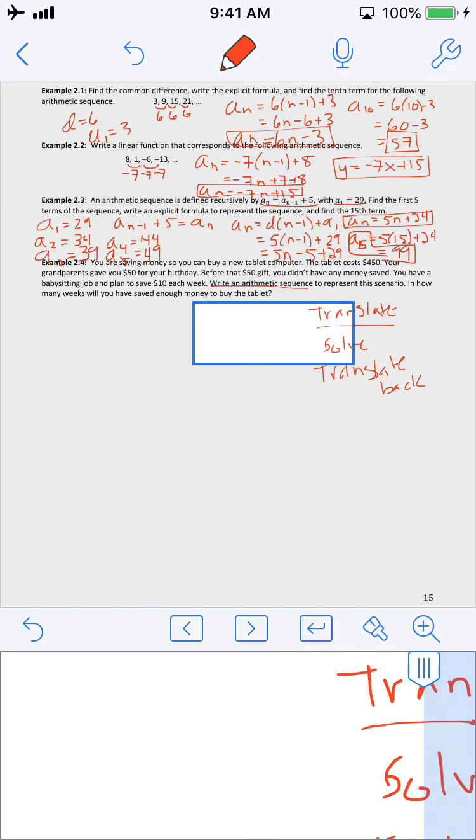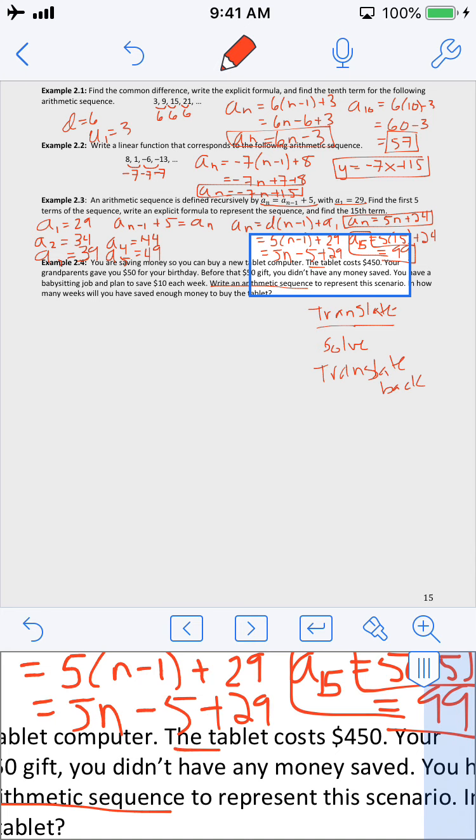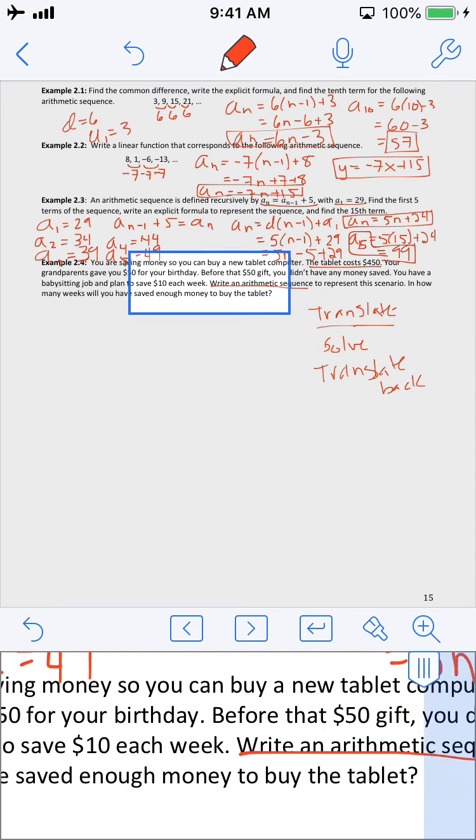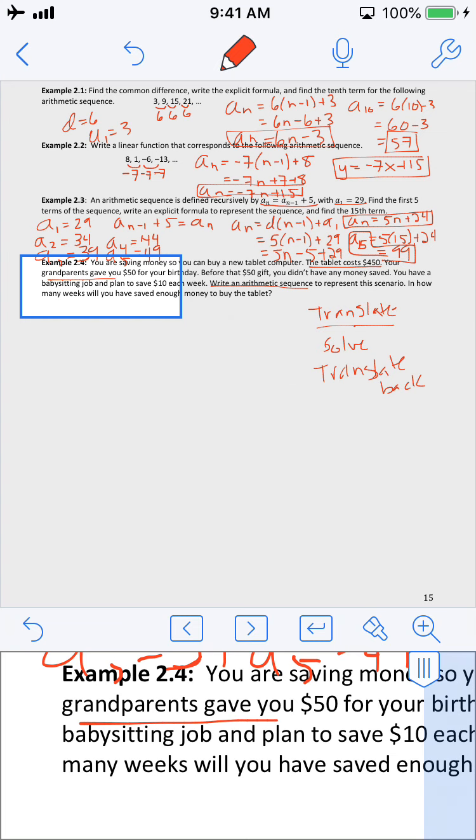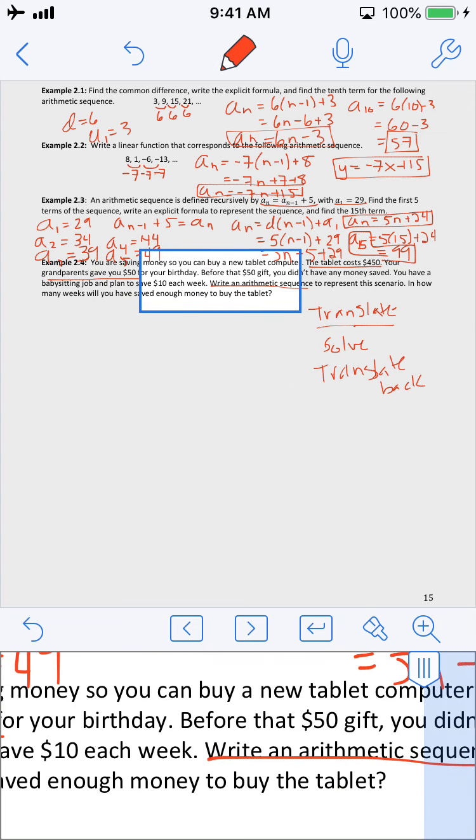All right, let's translate this, though. So tablet costs $450. By the way, if I ever go off on a rando speech in the video and you just want to fast forward it, go for it. I will do that in class and you have to listen to me, but it's okay. Your grandparents give you $50 for your birthday. Before that, you had no money saved up.